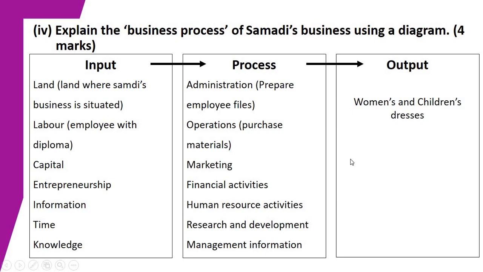Actually, this is also an easy question because normally when we are writing the business process for any business, this output will be the only element that will be changed. You can write these factors commonly by having small differences. So this is also an easy question. So you will be offered 4 marks if you draw the diagram like this.